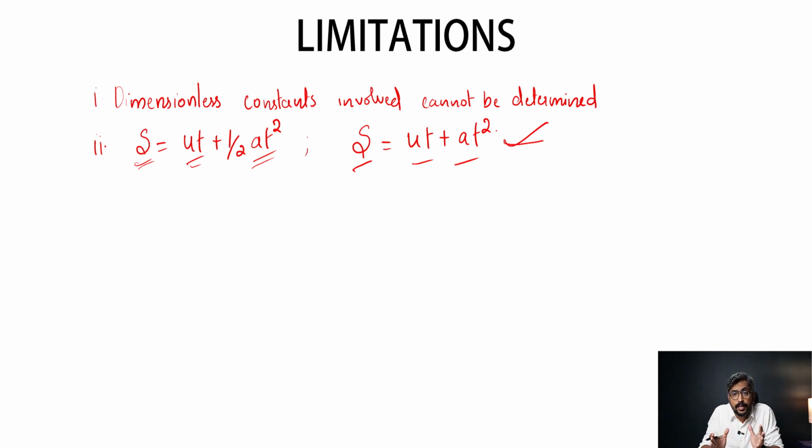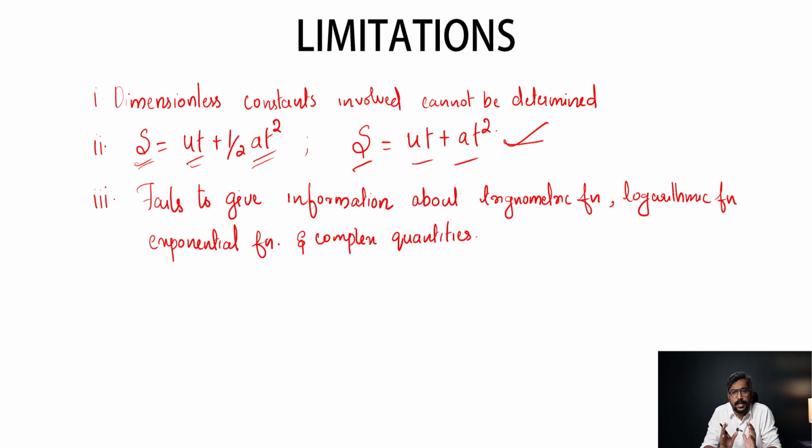And the third one is that we are not getting a correct idea about logarithmic functions, exponential functions, complex quantities, and trigonometric functions involved in physical equations or physical quantities. This is a big limitation, because if exponential, trigonometric or logarithmic functions are involved in some quantities, it will be very difficult for us to calculate the values. So obviously dimension analysis has huge limitations there.